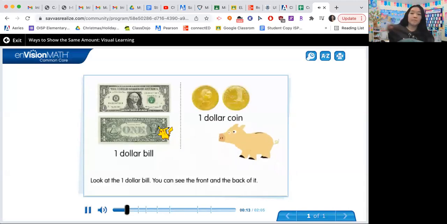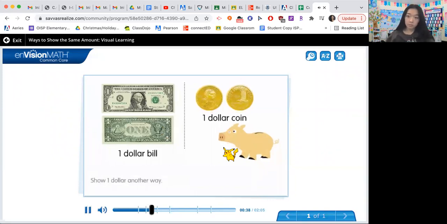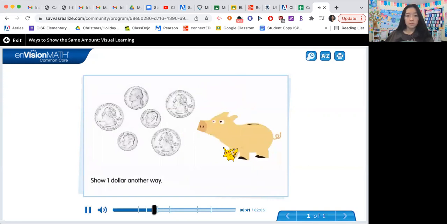Look at the $1 bill. You can see the front and the back of it. There is a $1 coin too. What is the value of the dollar bill? It is worth $1. What is the value of the dollar coin? It is also worth $1. Show $1 another way. What coins do you see?